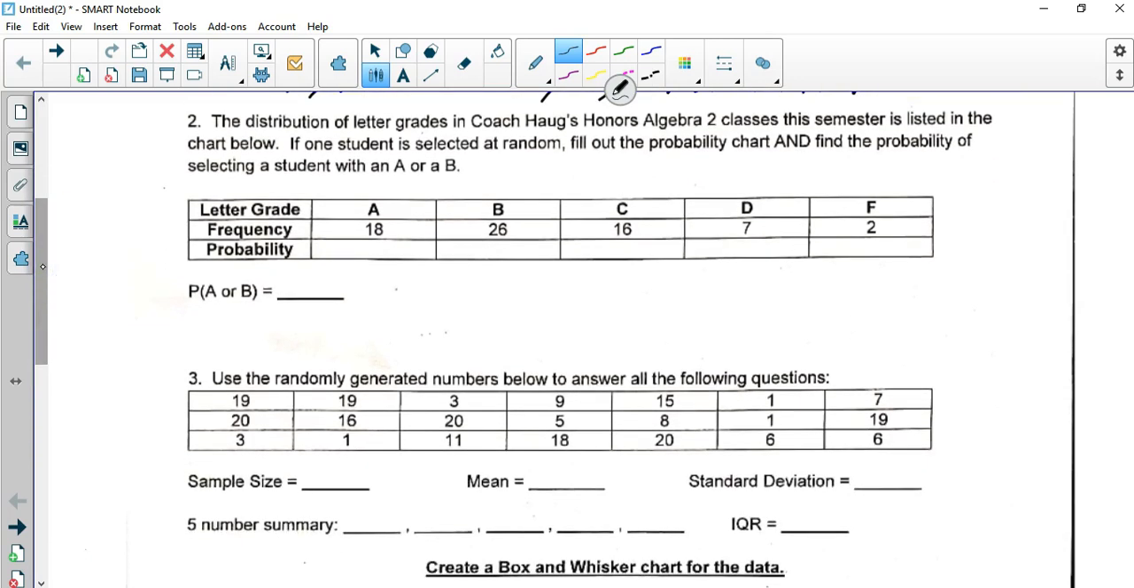Okay, grades in Honors Algebra 2 class. So these are the number of A's, B's, C's, D's, and F's. What's the probability? Well, remember, the first thing we always say to do is find out your total. Okay, so there is a total of 69 students. 18 plus 26 plus 16 plus 7 plus 2. Now, everything is going to come from that. So this is going to be 18 divided by 69.